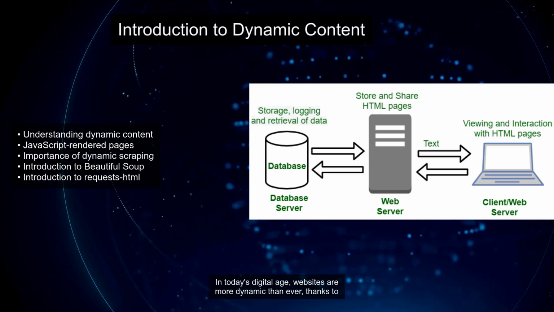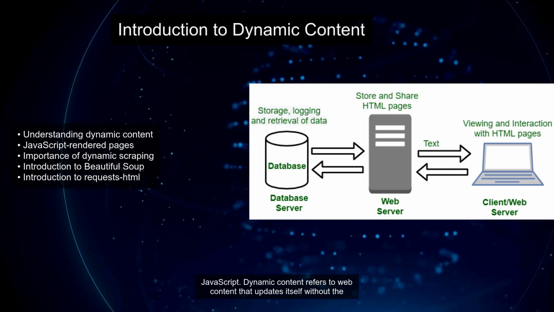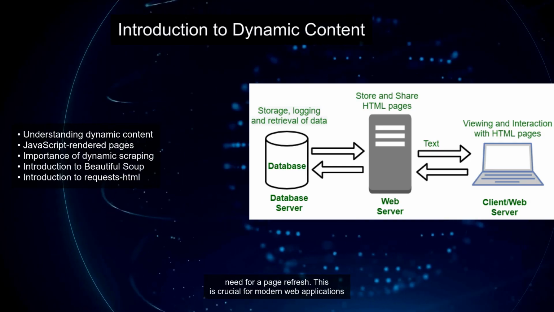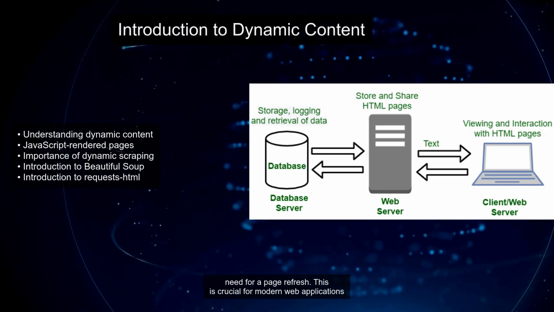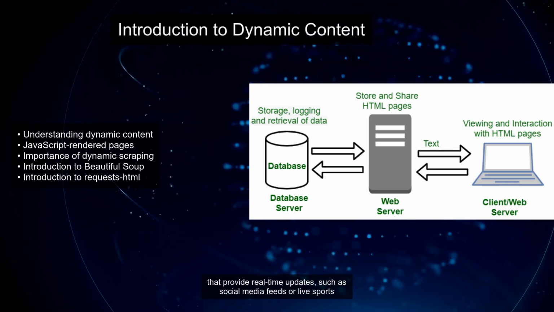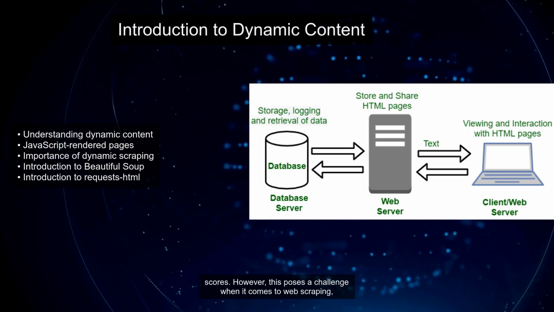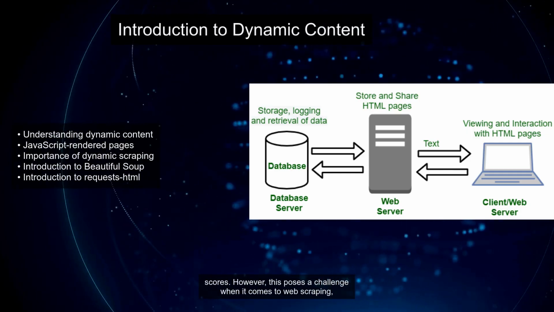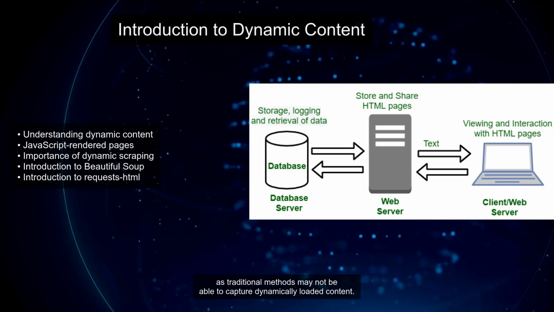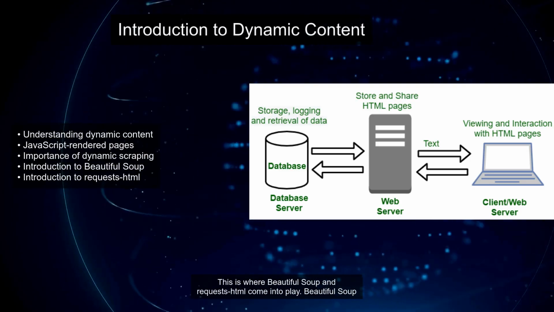In today's digital age, websites are more dynamic than ever, thanks to JavaScript. Dynamic content refers to web content that updates itself without the need for a page refresh. This is crucial for modern web applications that provide real-time updates, such as social media feeds or live sports scores. However, this poses a challenge when it comes to web scraping, as traditional methods may not be able to capture dynamically loaded content. This is where Beautiful Soup and requests HTML come into play.